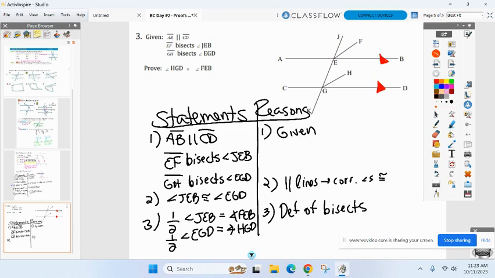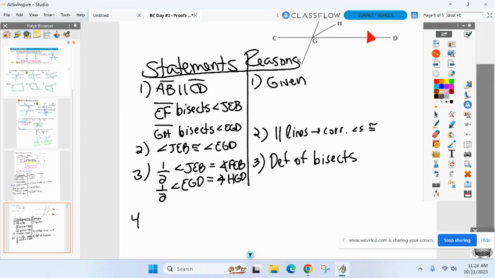All right, you're telling me the whole angles are equal. You're going to take half of them. Now you tell me the halves are equal. Okay, now you set the halves equal. Angle FEB congruent to angle HGD. Halves of equal quantities are equal.